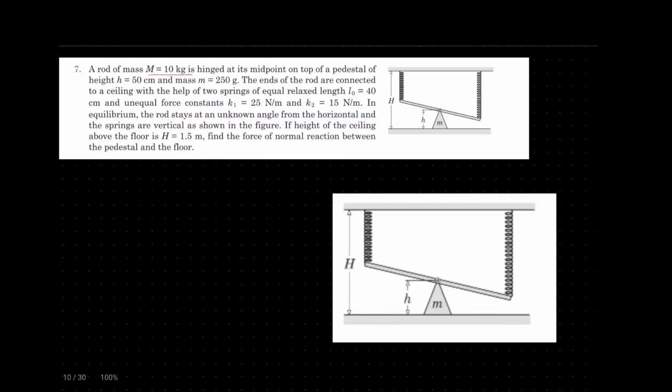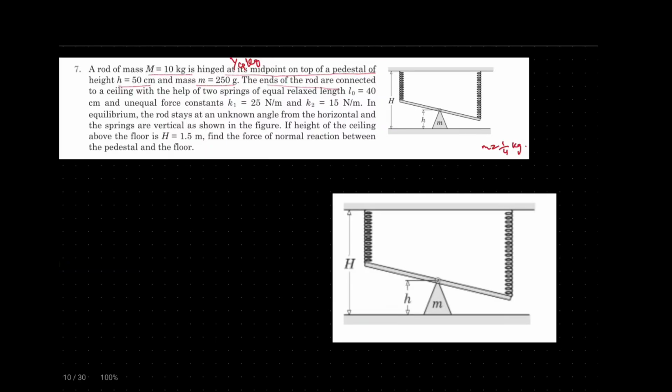A rod of mass m equal to 10 kg is hinged at its midpoint on top of a pedestal of height 50 centimeters, and the pedestal mass is 250 grams, which we can take as 1.4 kg, M equal to 1.4 kg.